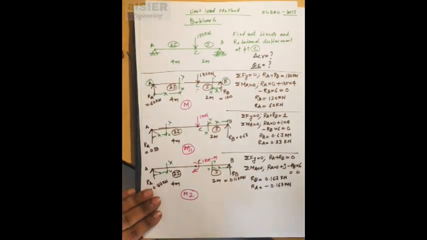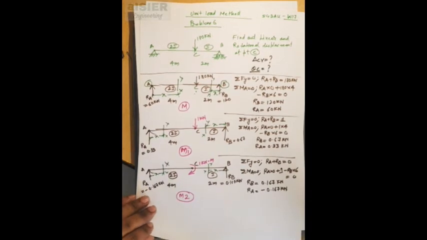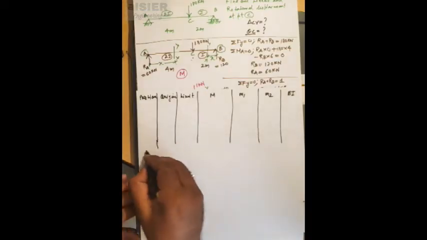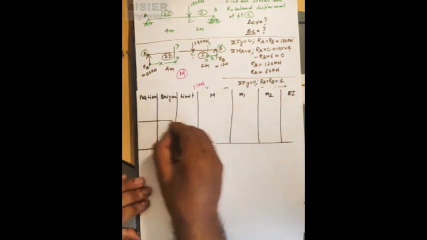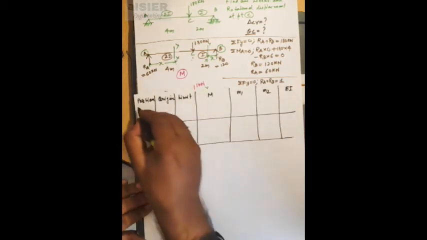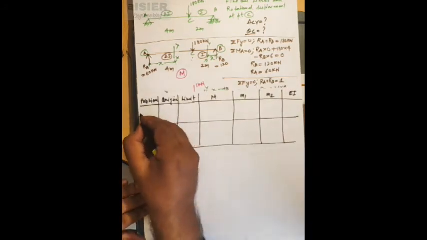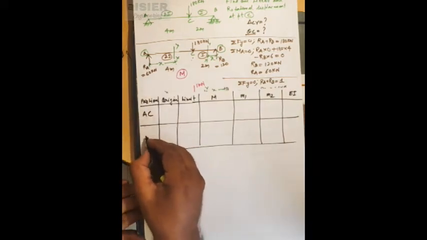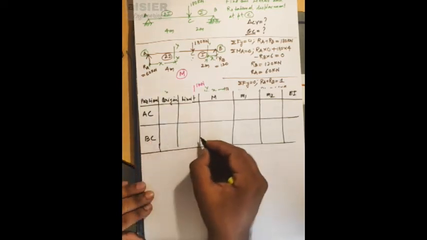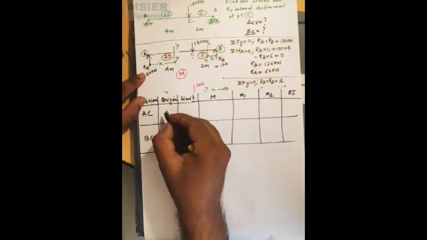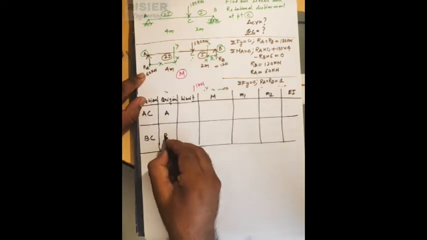Okay, now we will draw a table. Now how many regions are there? There are two regions. One region is AC and another region is BC. So for the AC region origin is A, we have already decided, and for the BC region origin is B.